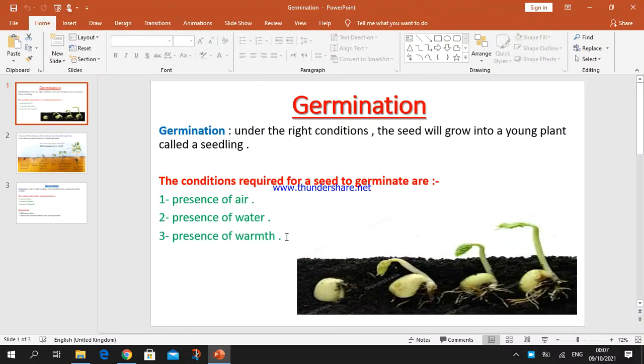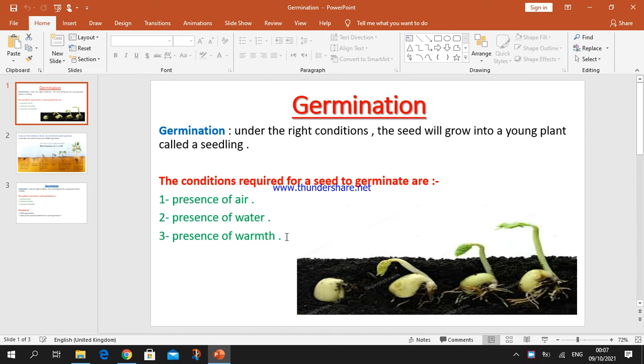What's meant by germination? Germination means the changing of the seed into a young plant, which is known as a seedling, okay? And this occurs under the right conditions. So the question now: what conditions are required for a seed to germinate?